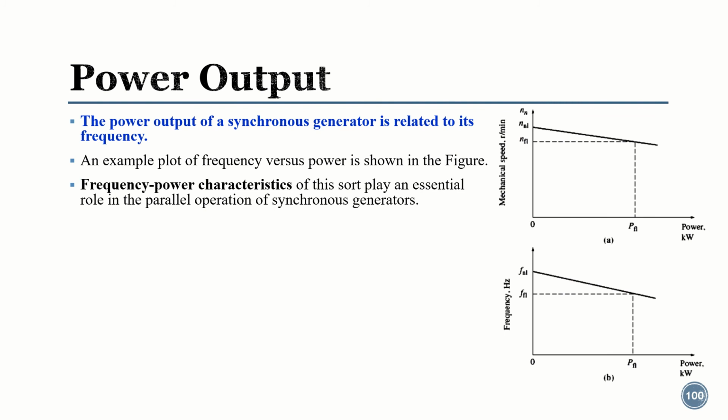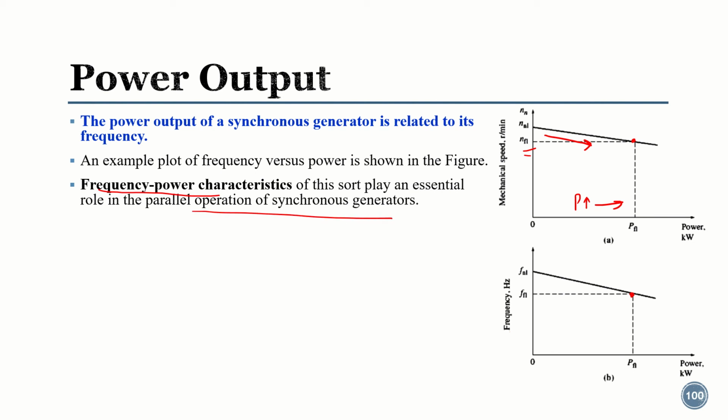So these are the two graphs in a clearer form. When power is increasing, speed is decreasing, so we get a full load speed. Similarly for frequency, we will get the full load frequency. Now these frequency-power characteristics are very important in the parallel operation of generators.